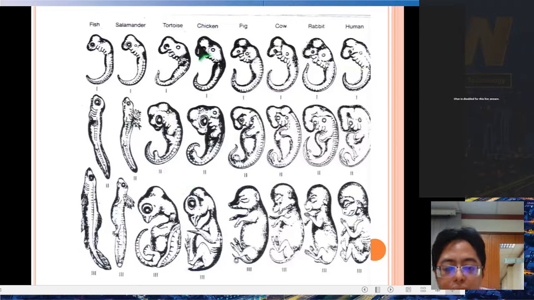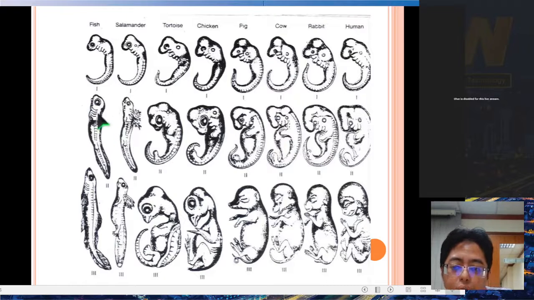Okay, so if you can see, this is the difference between different types of animals which are chordates. So chordates, when they are still in the womb, all of them have this general shape: eyes, and then the head, and then some nubs for the legs, and then a long tail. So no matter if it is fish, salamander, tortoise, chicken, pig, cow, rabbit, or human, they all have this same shape. But soon after, in the development, they start to differentiate.